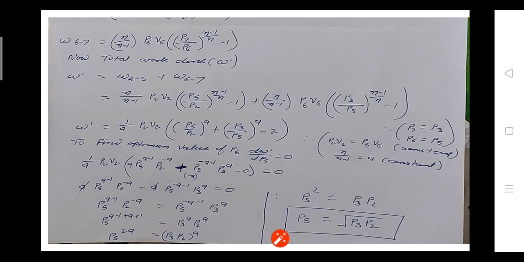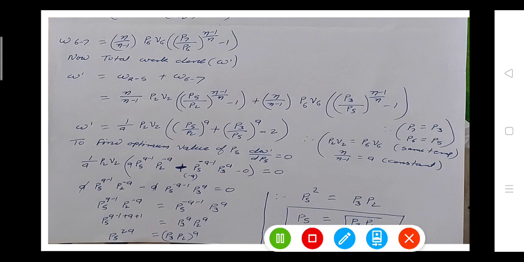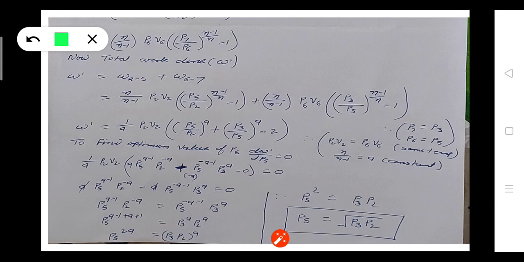Here I have written wrongly, that is the constant term. I am taking n minus 1 upon n equal to a. Here I have written it wrongly, that is n minus 1 upon n. Here I am considering a constant just for simplification, which means n upon n minus 1 is nothing but 1 upon a.